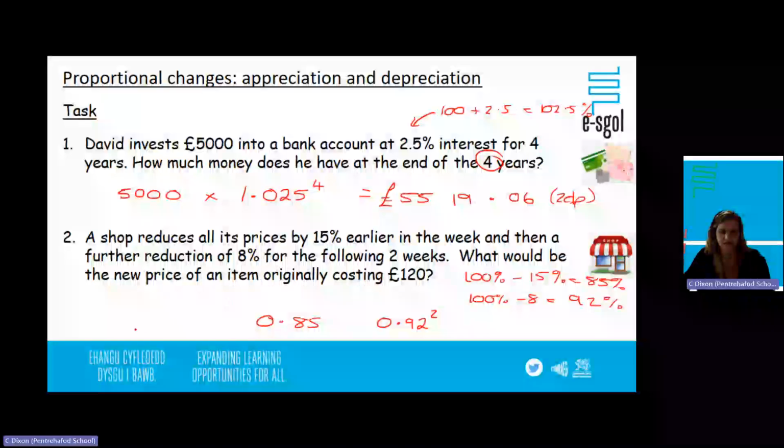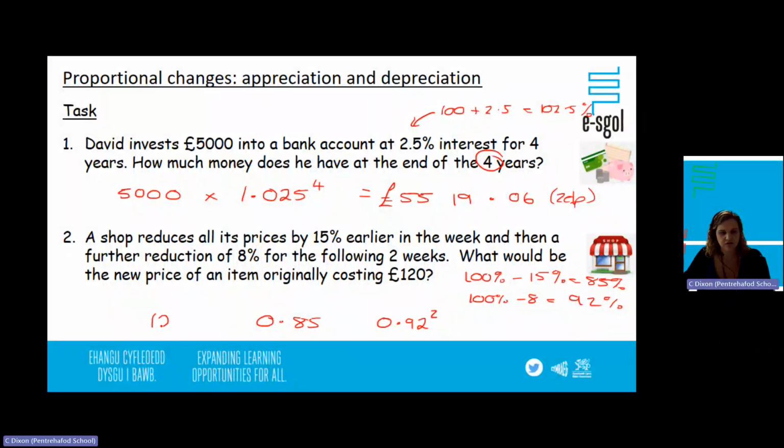What would the new price be of an item originally costing £120? Now, when you've got something that's happening in multiple stages, okay, we can do them all in one go by just multiplying. Okay, so if we think about what we've got here, we've got the 120 was the price, reduced by 15% for the first part, and then a further 2 weeks with the power there at 8%. Okay, so that will then give you an answer overall of £86.33 to 2 decimal places.